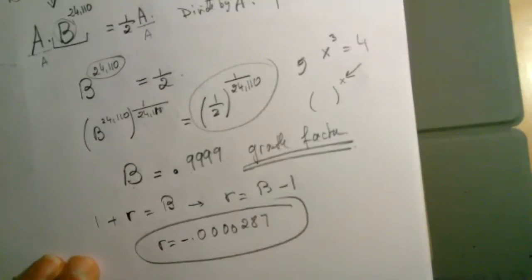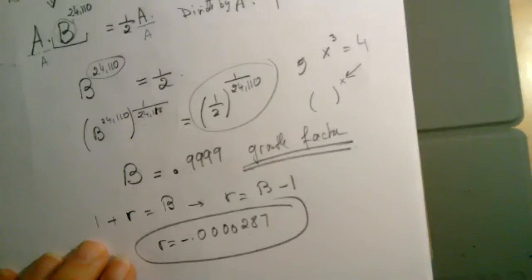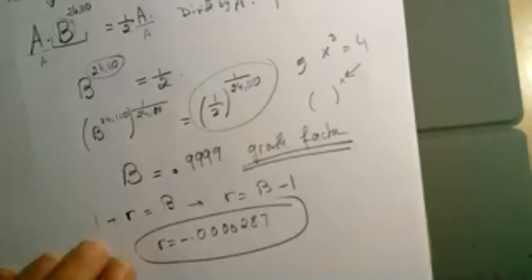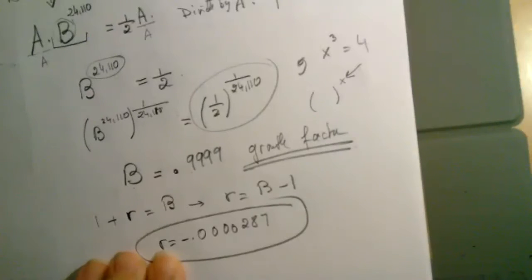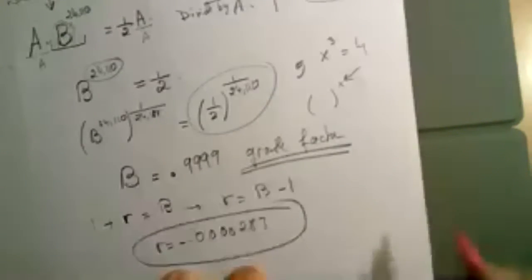So it's decreasing very, very, very, very, very slowly. It makes sense because it took 24,110 years to lose half of its value. And that explains why the rate is very small. It's taken forever to lose half its value. And that's the problem.